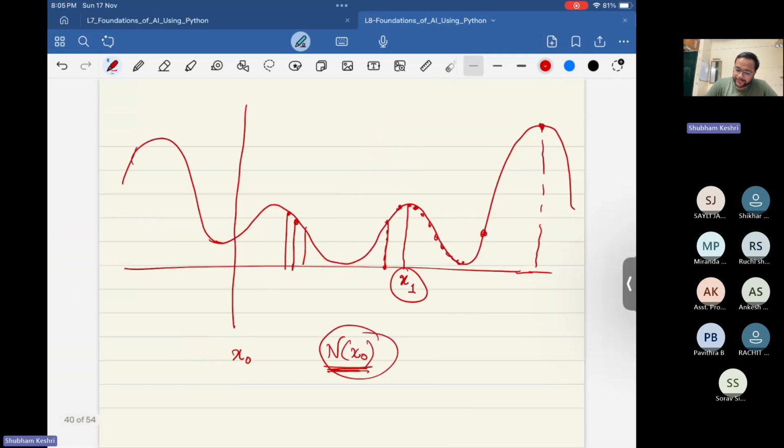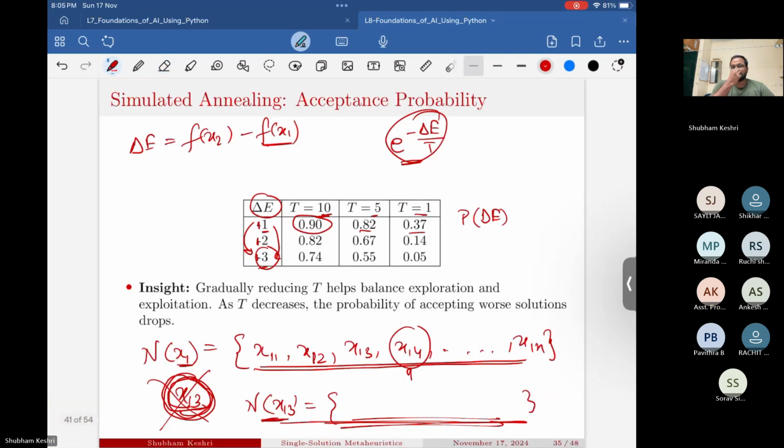If you use this graph, then it will be better. It means you are thinking that from this neighborhood, it may happen that none of the neighbors are better than x1, but already some probability has been mapped. So the one having the highest probability will be considered as the next seed. No, not the highest. It is doing one at a time.